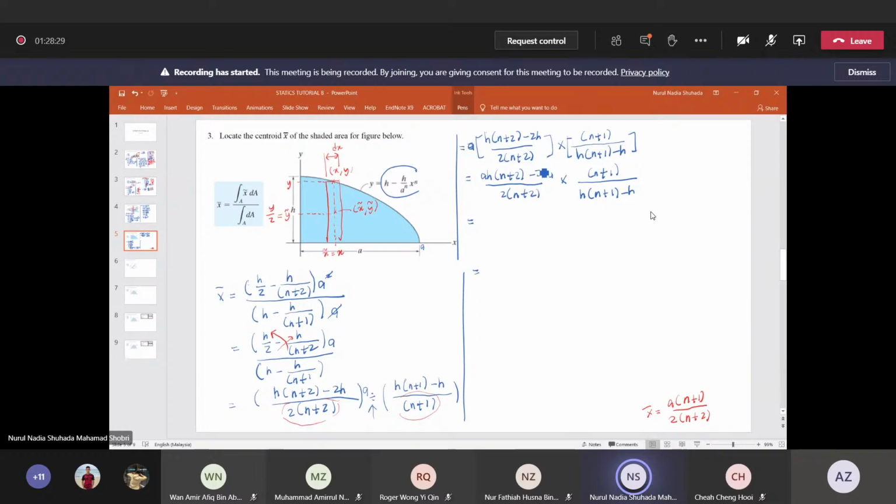Because just now I tried to take out H and A, actually it's easier if I expand this, okay? So we get AHN plus 2AH minus 2AH over 2N plus 2, okay? Times N plus 1, then you expand this: Hn plus H minus H. So this one cancels because it equals 0. This one and this one also cancel, equal to 0.